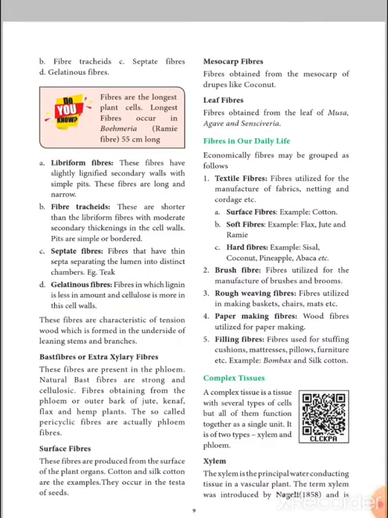Rough weaving fibers. Fibers utilized in making baskets, chairs, mats, etc. Paper making fibers. Wood fibers utilized for paper making. Filling fibers. Fibers used for stuffing cushions, mattresses, pillows, and furniture. For example, these types are Bombax and silk cotton.